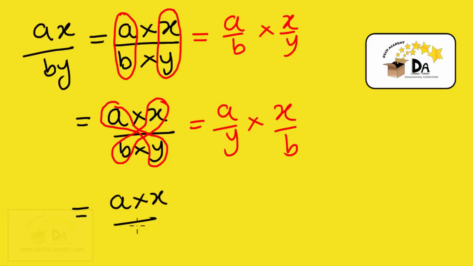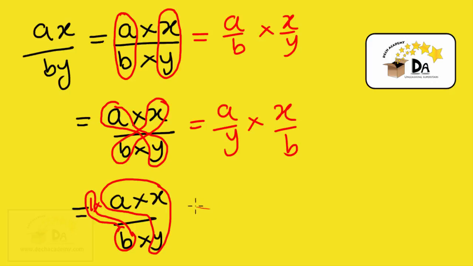Again, rewriting ax over by as a times x over b times y, I can even say let ax be my numerator term, a times x, and just y be the denominator for this fraction, and let b be the only denominator, and I can just put a 1 and say let 1 be the numerator term, and that gives me 1 over b times ax over y.